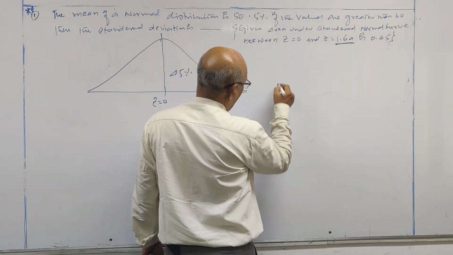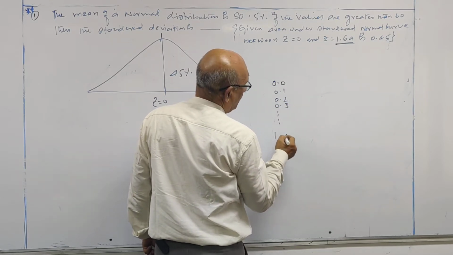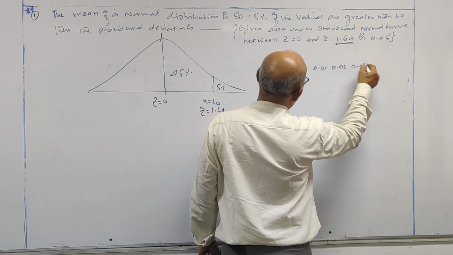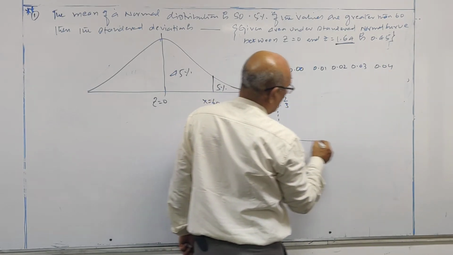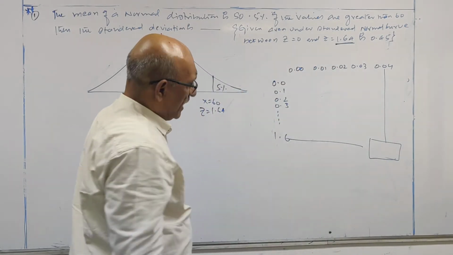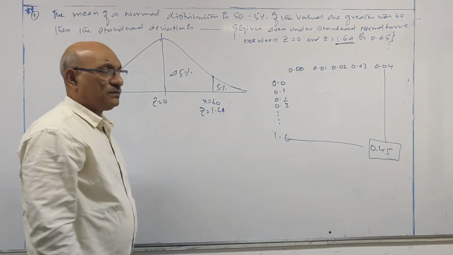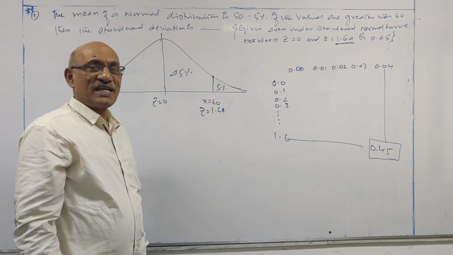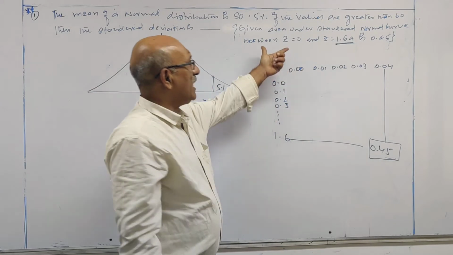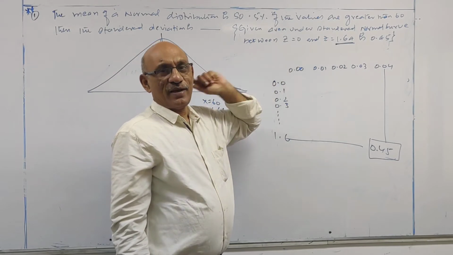If you want to see the table value, look at this 1.6. Here you will find a value, 0.45, slightly greater than 0.45 or slightly less than 0.45. This is the traditional approach, but when it is printed along with the question, the information is provided in this manner. No problem for us.